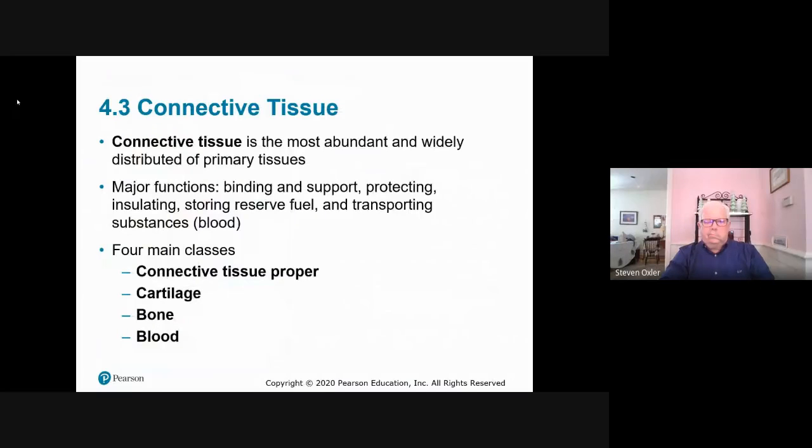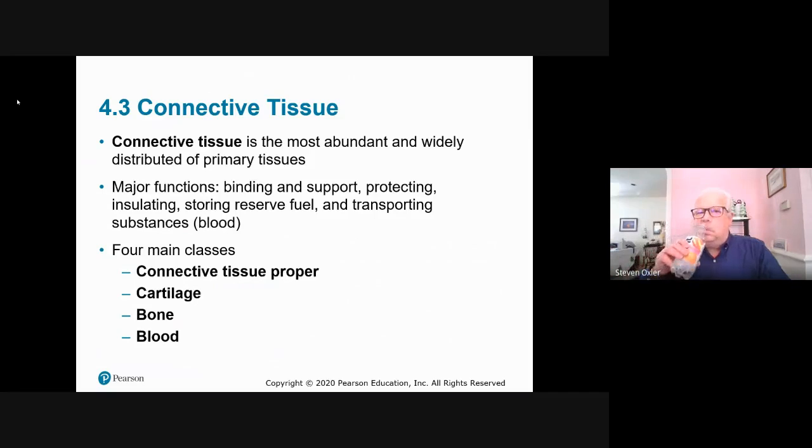All right, we've talked about epithelial tissue. Now we're going to talk about the most abundant tissue. The most abundant tissue in your body is connective tissue. Its function is to support, to protect, to insulate, to store fuel, and to transport substances. There are four main classes: connective tissue proper, cartilage, bone, and blood.